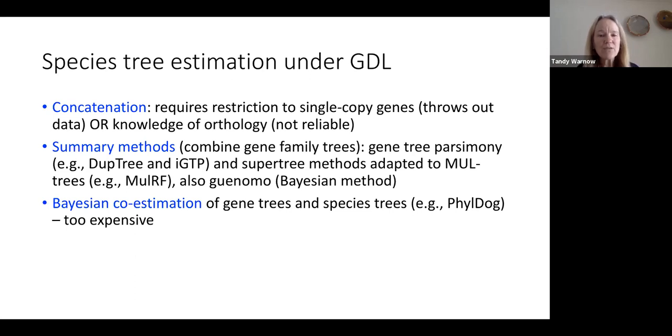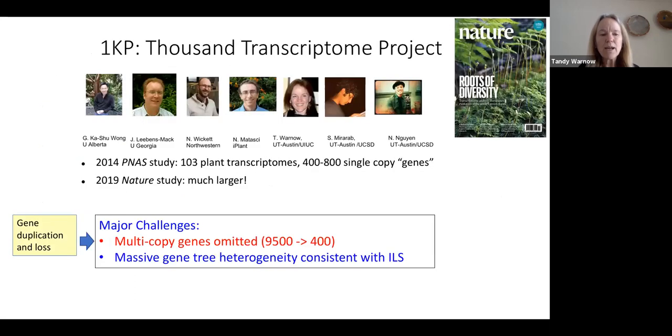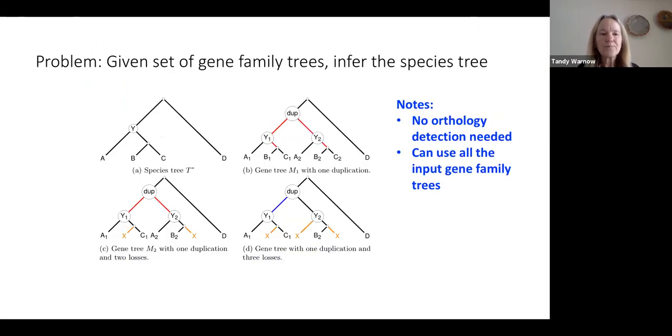The other approach is restricting yourself to the single copy genes. Okay? If you restrict yourself to single copy genes, you're throwing out data. So concatenation right now has relied upon one of those 2 techniques, orthology or reliance on the single copy genes. And just to remind you, in that 1KP analysis, when we restricted ourselves to the single copy genes, we threw out more than 9,000 of the 9,500 genes. We threw out most.